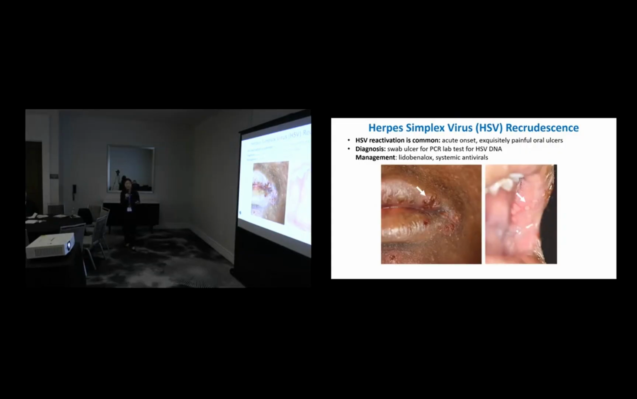If we suspect HSV infection, then we do want to take a swab to send it for DNA testing. And at the same time, we might do other viral DNA testing as well. Typically, we manage this with a magic mouthwash or lidobenalox that contains Maalox, Benadryl, and lidocaine. It's palliative. It'll just help you control that pain for a little bit. And then sometimes systemic antivirals are indicated.